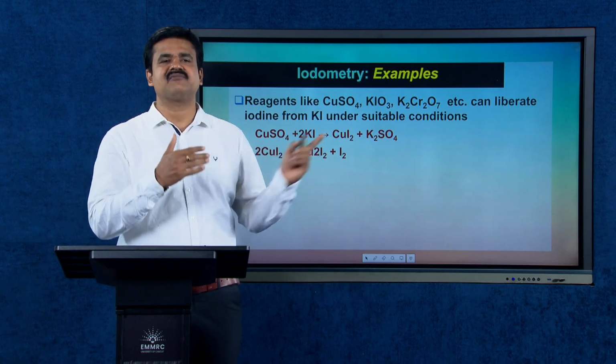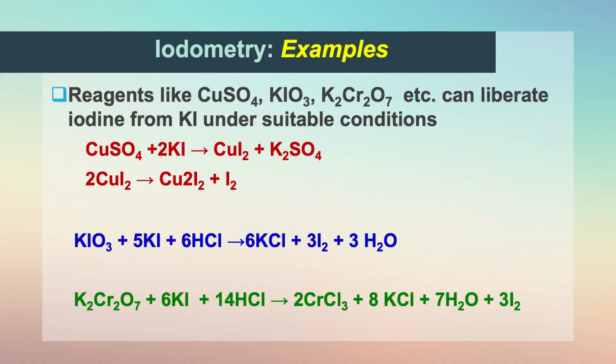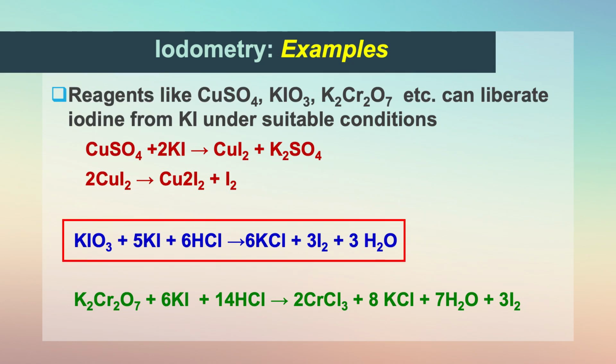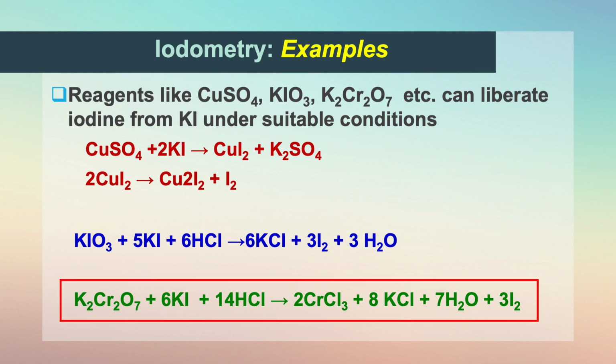So, it is very clear from these two steps that copper sulfate can liberate iodine from potassium iodide. Similarly, potassium iodate or KIO3 can also liberate iodine from potassium iodide as per this reaction: KIO3 plus 5KI plus 6 molecules of HCl gives 6KCl plus 3I2 plus 3 molecules of water. Similarly, it is also possible to liberate iodine from potassium iodide using potassium dichromate. This is the reaction responsible: K2Cr2O7 plus 6KI plus 14HCl gives 2CrCl3 plus 8KCl plus 7H2O plus 3 molecules of iodine.